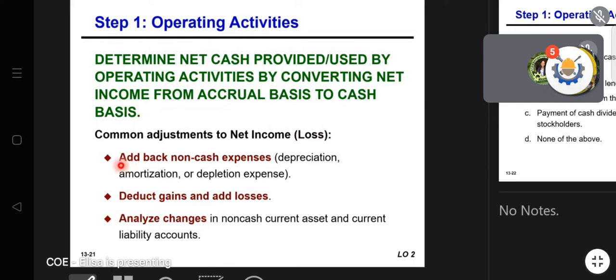What we will do first is we add back non-cash expenses. So unsa man ang ato mga non-cash expenses, these are depreciation, remember? Depreciation, amortization, or depreciation expense. So kini pa nato ni siya na take up, no, amortization of depreciation. Ang ato lang na take up is depreciation. Yeah, deduct gains and add losses. Then analyze changes in non-cash current asset and current liability accounts.